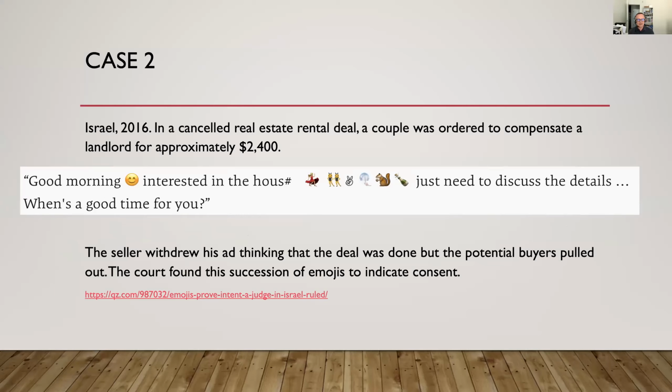This is a case from Israel in 2016. It was in a canceled real estate rental deal. A couple was ordered to compensate a landlord for approximately $2,400 US. The seller withdrew his ad, thinking that the deal was done, but the potential buyers pulled out. The court found this succession of emojis to indicate consent. Now, you may or may not agree with that. I'm not sure if that kind of thing would hold up in court, in Canada at least. I don't know in the US, but it seems a little stretched. But it got these buyers into trouble.